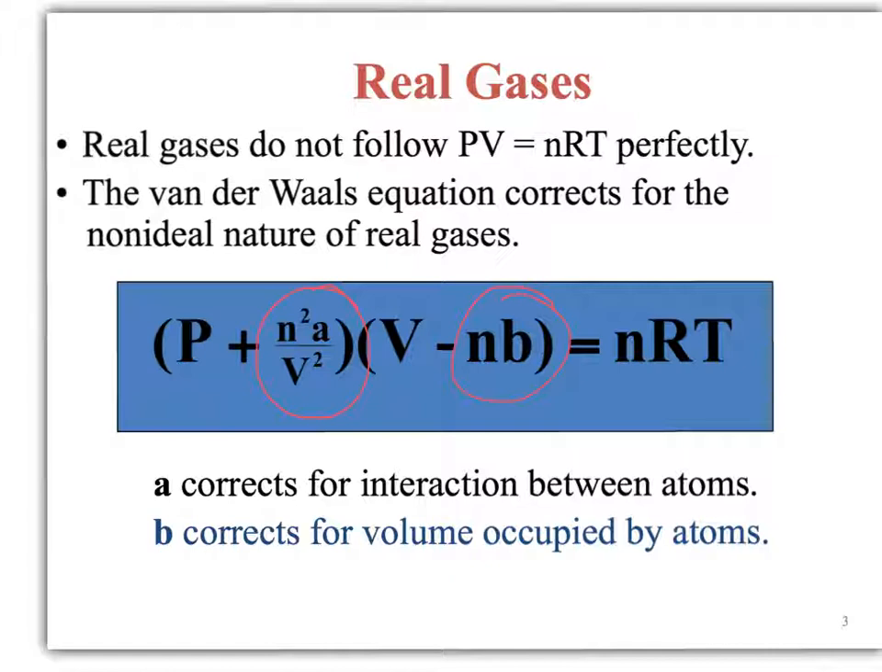b then corrects for the volume occupied by atoms. We said in the KMT that the volume of the gas compared to the space it takes up is negligible, and we say it's 0. When in all reality, we know that the particles really do have a volume. So for real gases, we use the van der Waals equation that corrects for both of these cases.